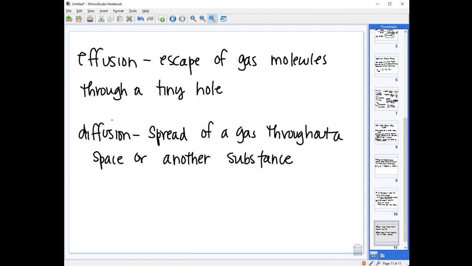And for the effusion rate, you've got Graham's law of effusion. We're not going to do anything with this, but Graham's law states that the effusion rate of a gas is inversely proportional to the square root of its molar mass. In other words, there's a relationship between the effusion rate and the molar mass of the gas. But what does this mean for us? Let me give you an example of effusion and diffusion.